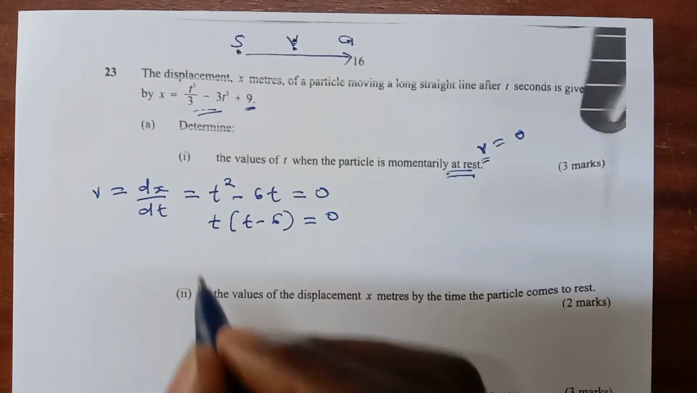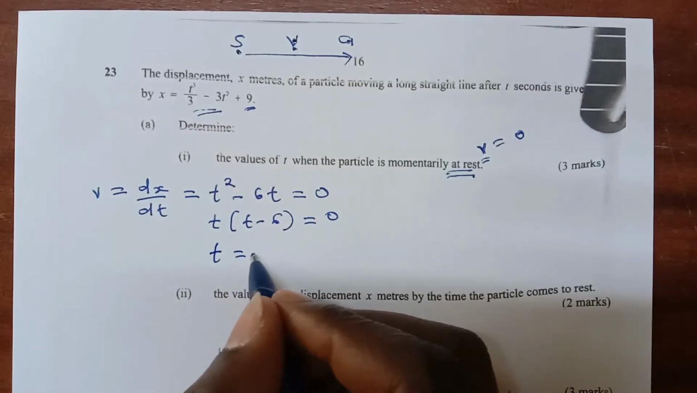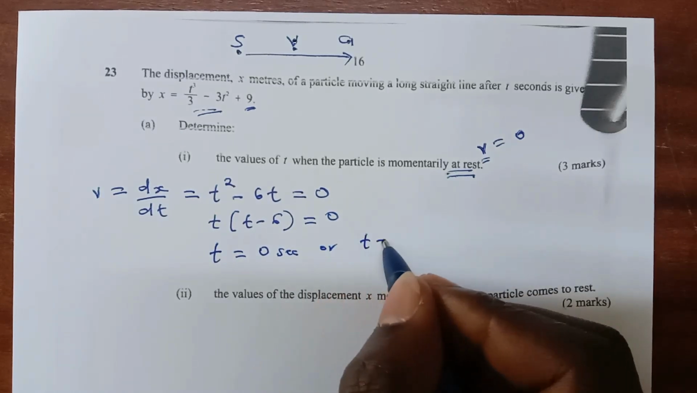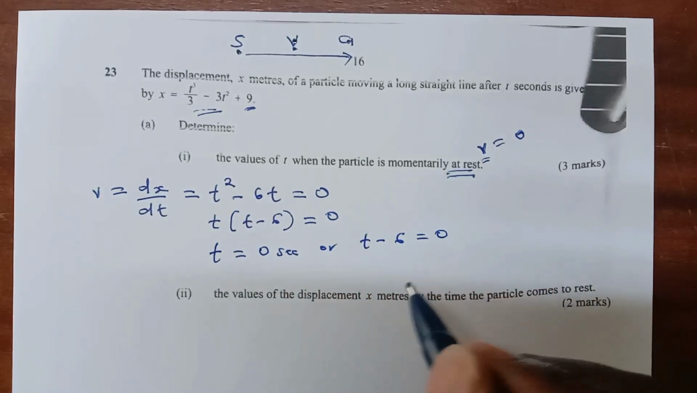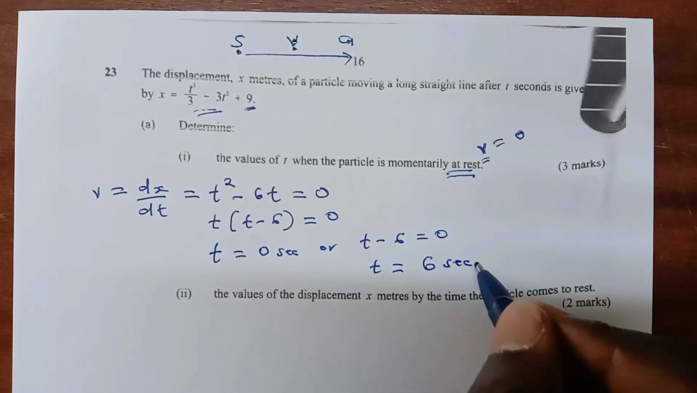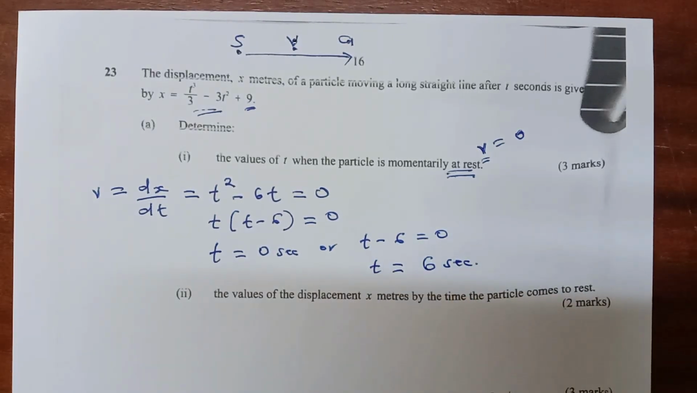So it means that either t equals 0 seconds or t minus 6 equals 0. So the value of t equals 6 seconds if you move 6 to the other side. So the particle is momentarily at rest at t equals 0 seconds and at t equals 6 seconds.